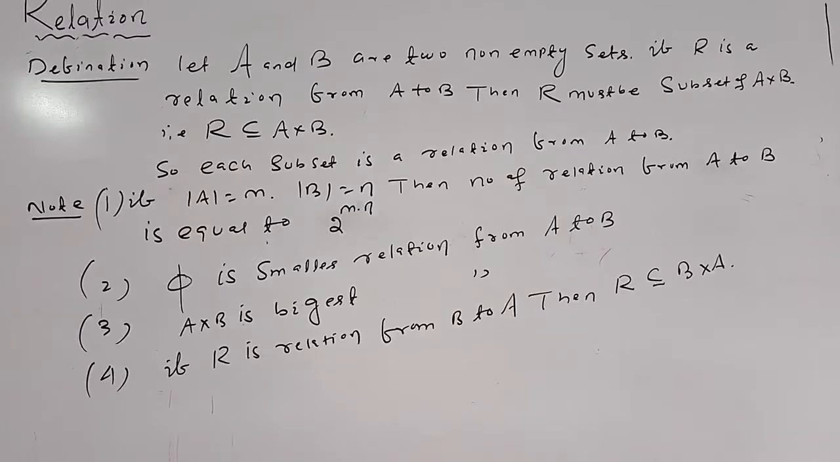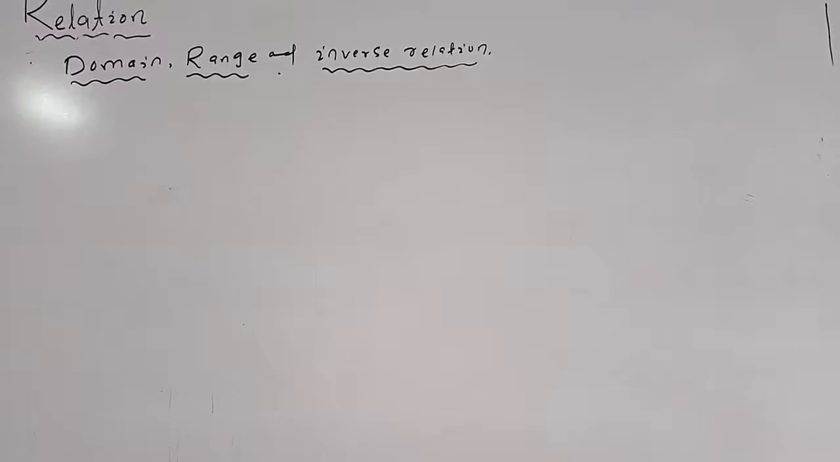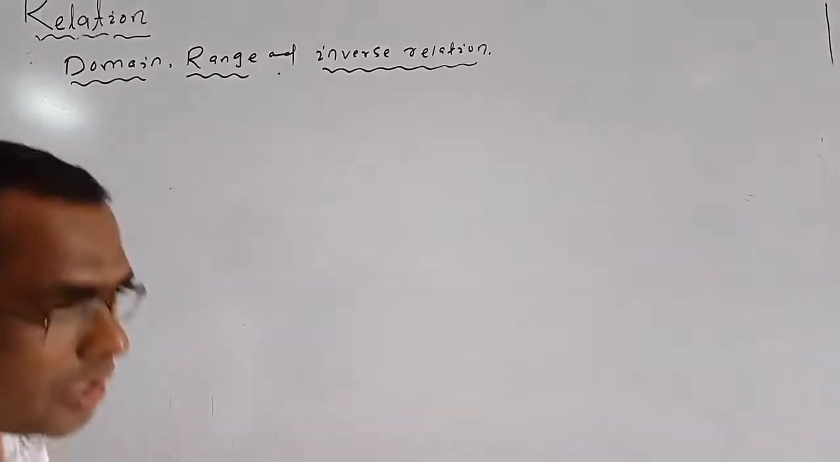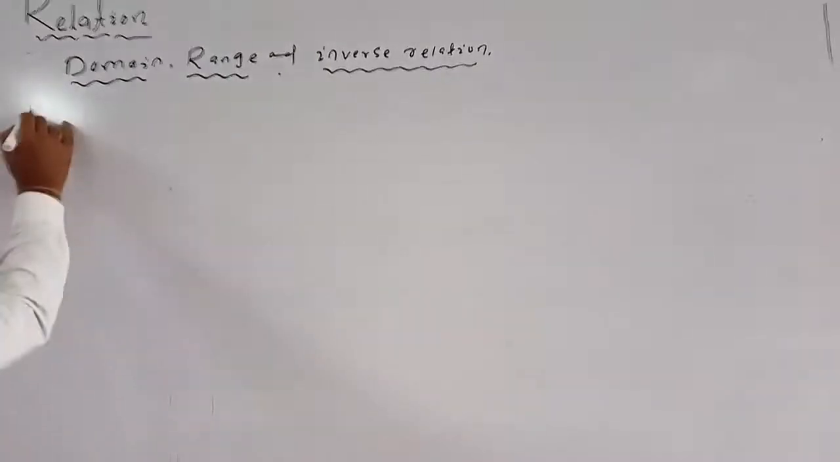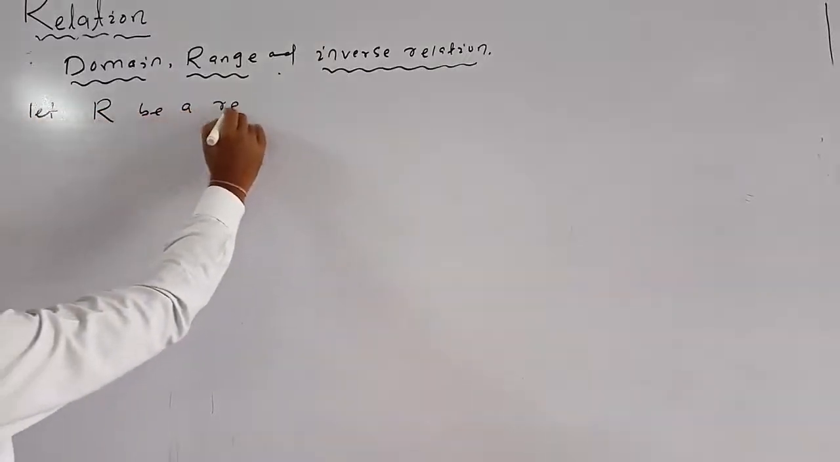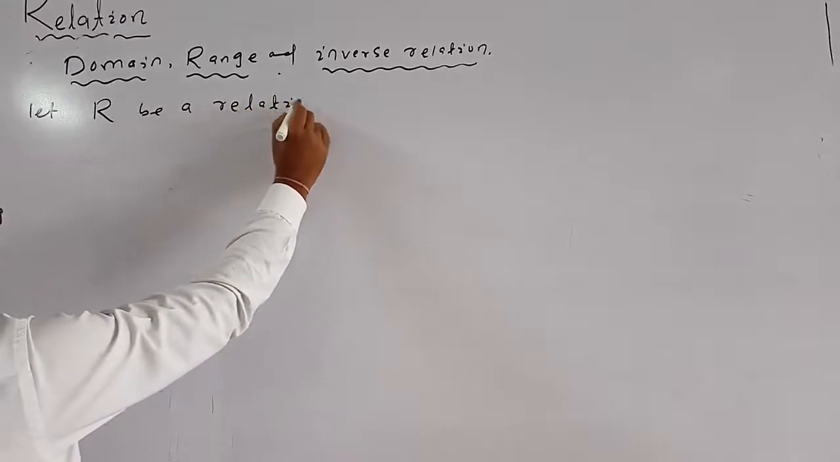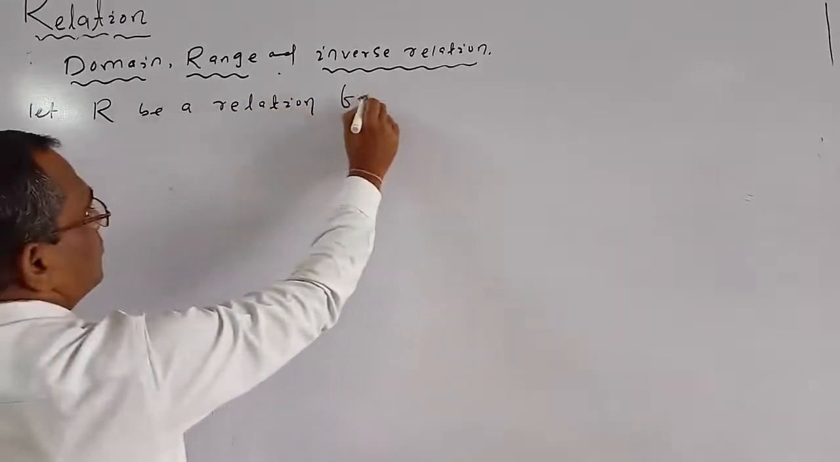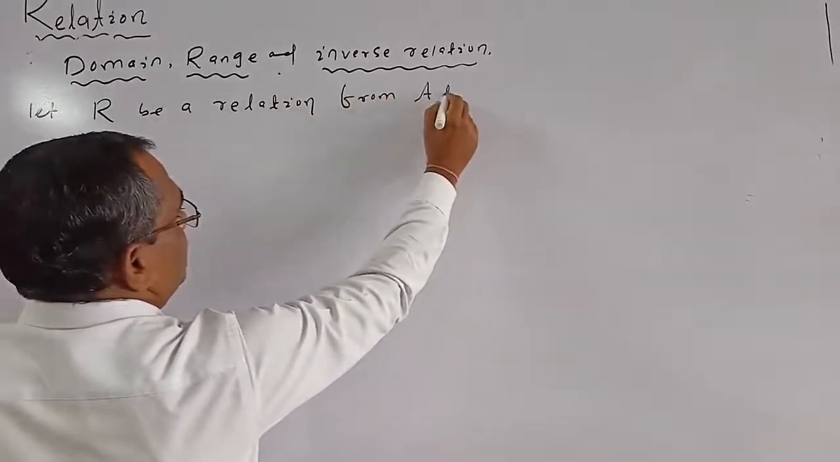Okay. Next, we go to what is the domain and range and the inverse relation. So, what do you mean by domain and what do you mean by range and what do you mean by inverse relation? Now we discuss here. Let R be a relation from A to B.